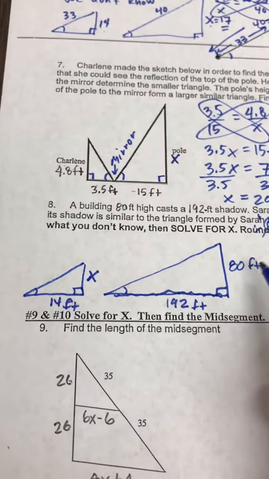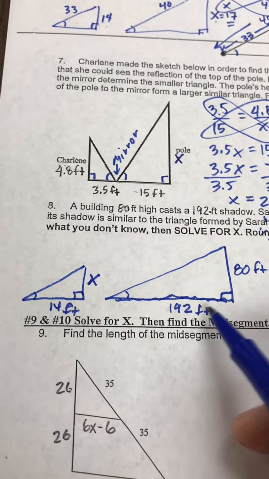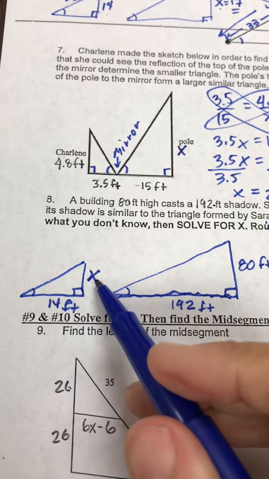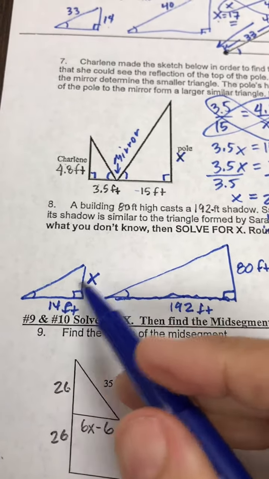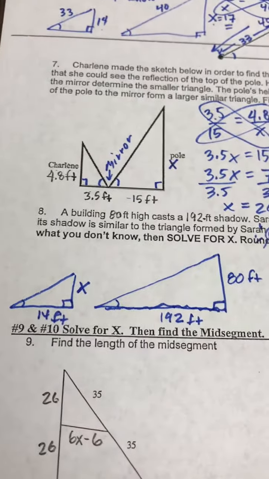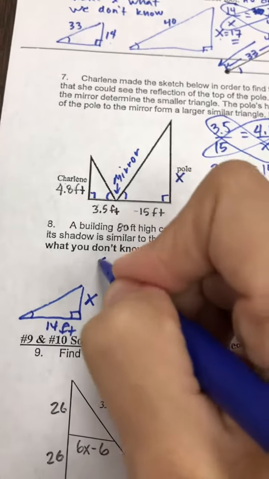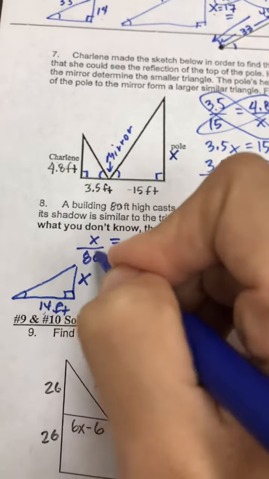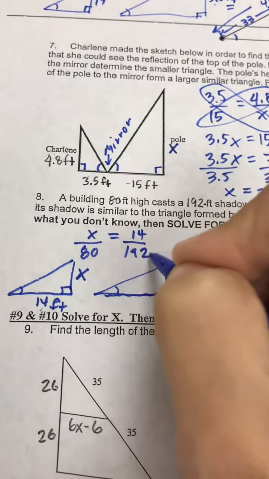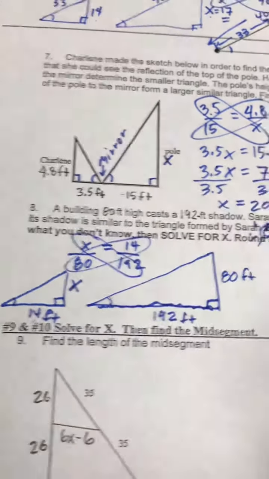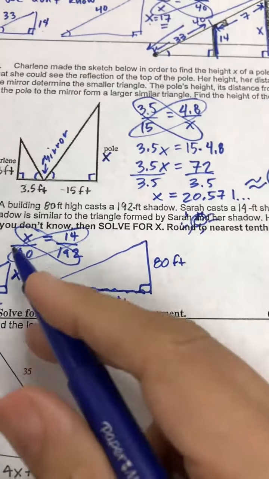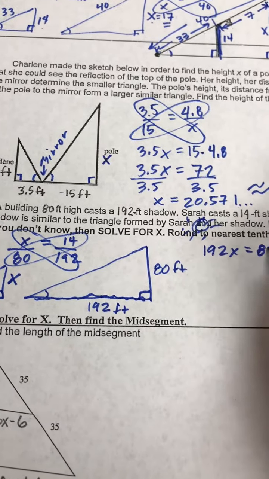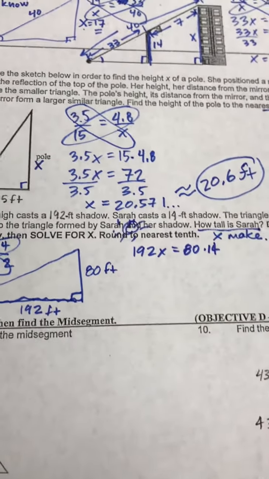Okay, so we know that the shadow is longer than the building, so we would assume Sarah's height is shorter than the building. We also know that people are normally less than 14 feet tall. So I'm going to order the sides least to greatest: x and 14, 80, and 192. And we'll cross multiply to solve. So I'll move the problem over here. So I got 192x, and I got 80 times 14.